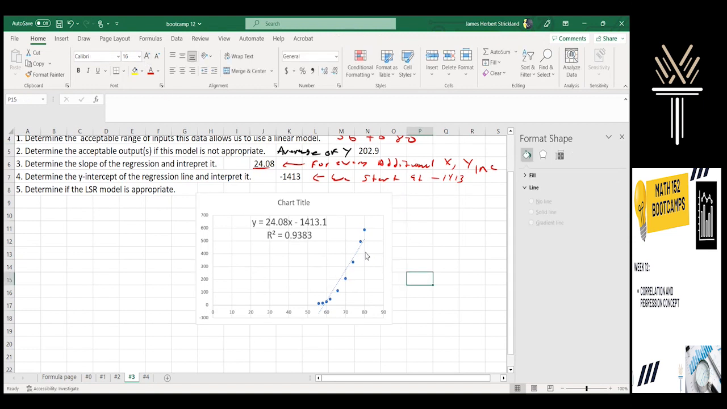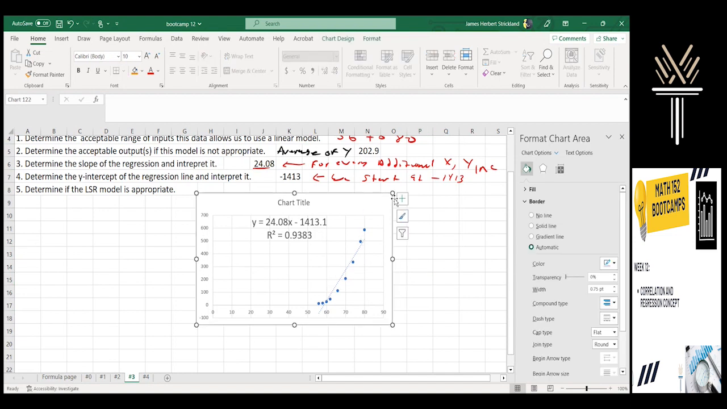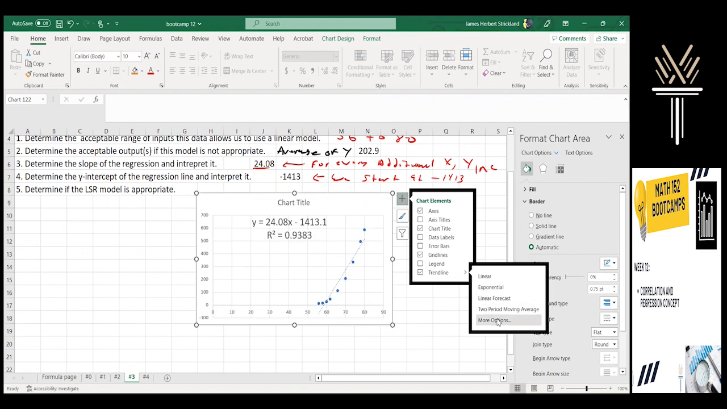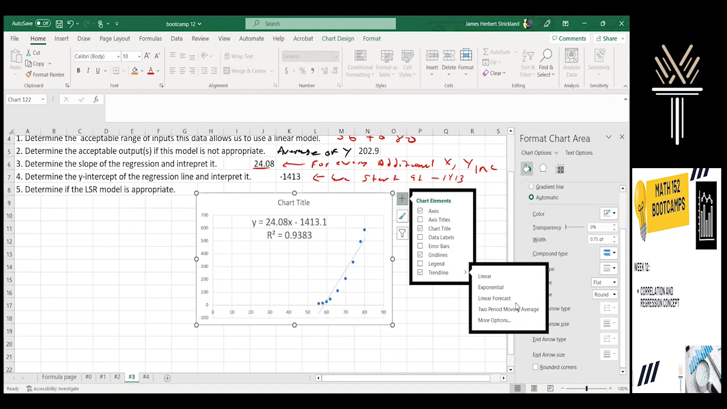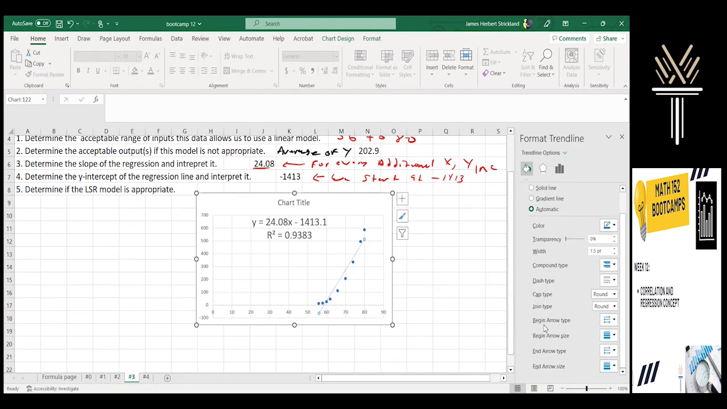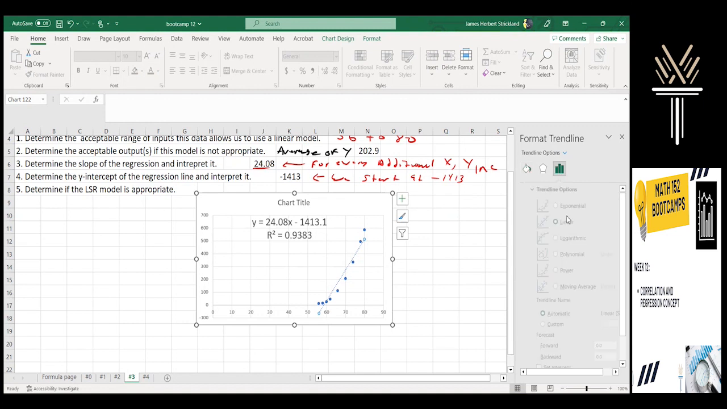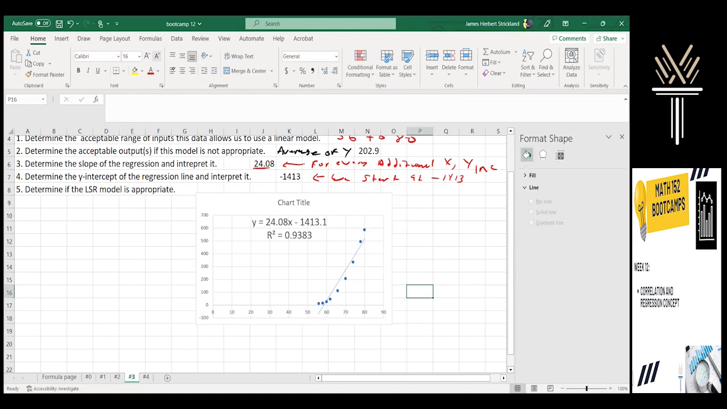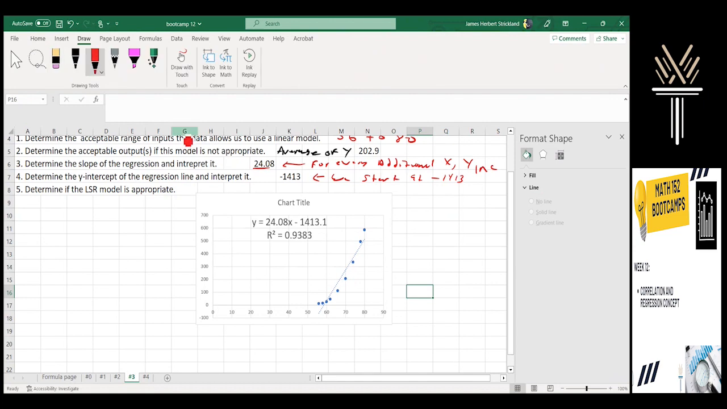Alternately, you can click on your graph, come to the plus sign, point at trend line, click the arrow, and say more options. That will pull up this menu too, so you can go to the bottom. Display equation and display r squared, those bottom two are the ones you need to check. And notice I'm getting the exact same thing without any formulas. I'm getting the same calculations I just did.